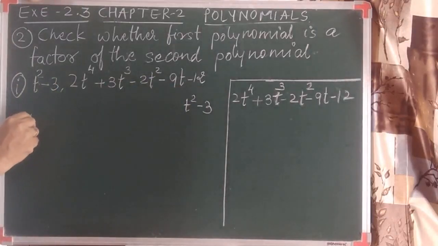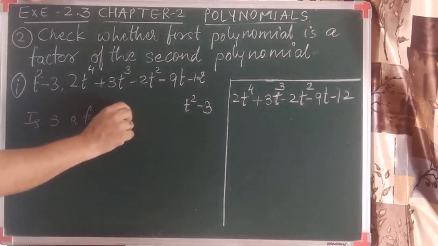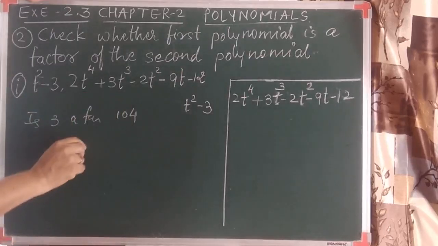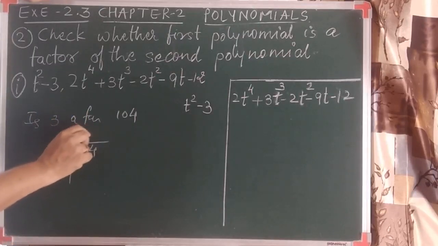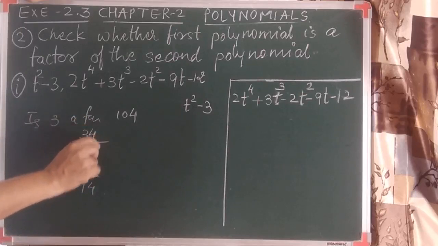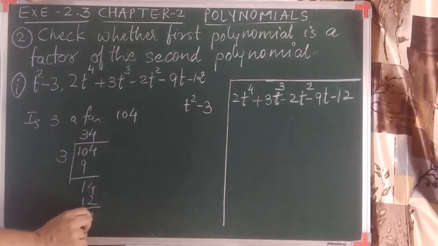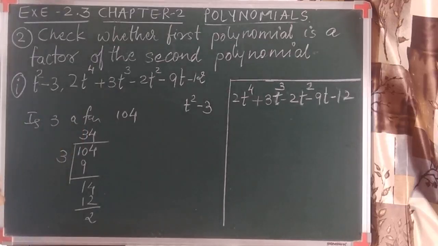If I say, is 3 a factor of 104? So how do we come to know? Let us divide 104 by 3. So 3 3s are 9. It's 1 4, 3 4s are 12. We can see that the remainder is 2. So we can say no, 3 is not a factor of 104.